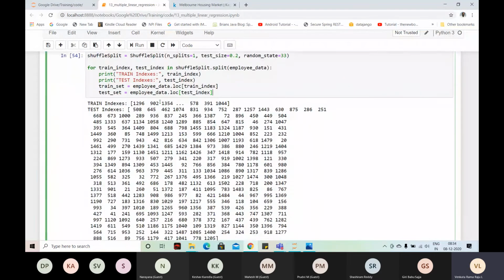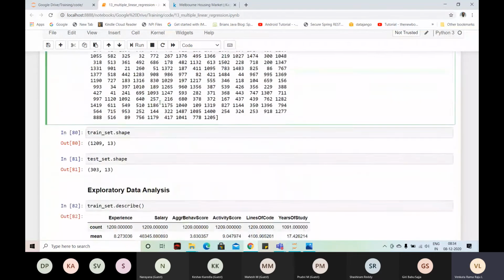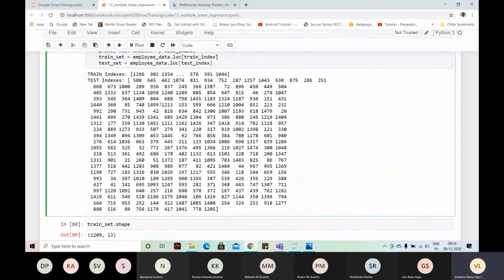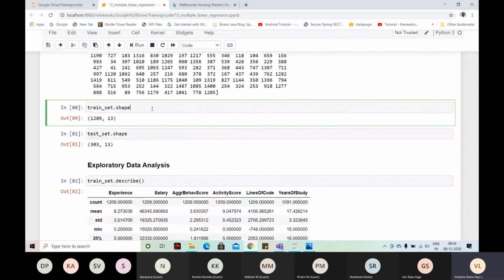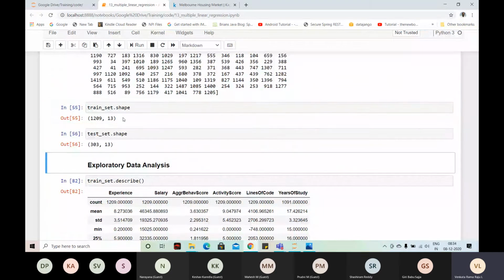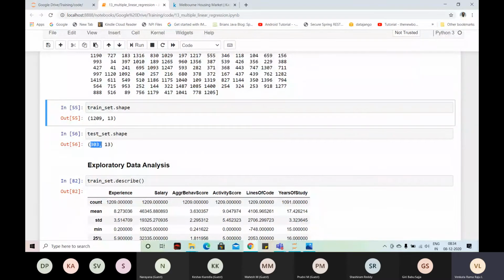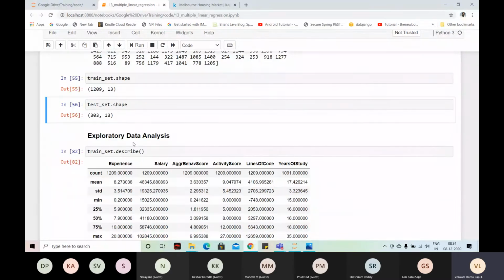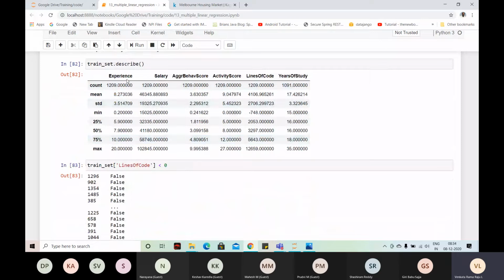First thing you need to do is split the data. Many of the articles will not talk about this because they don't have that understanding of how to test the model. So this is a very key, very important thing. Now the train set has got 1200 records, and the test set has got 303 records. Now this is the describe method.